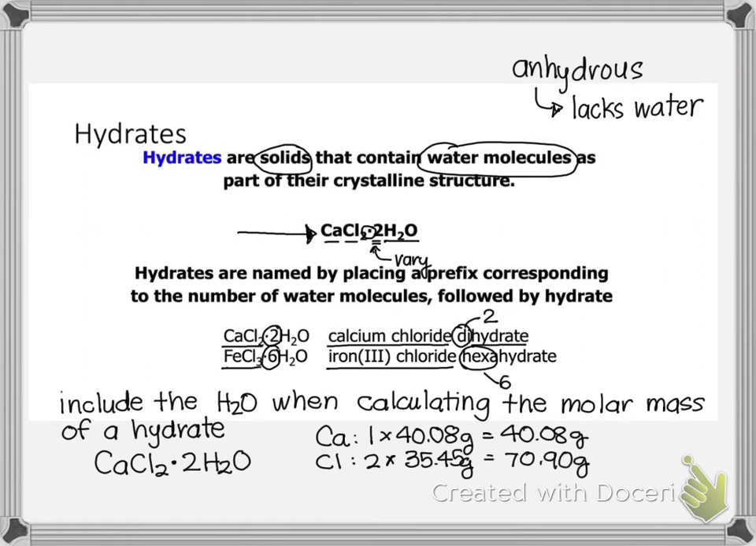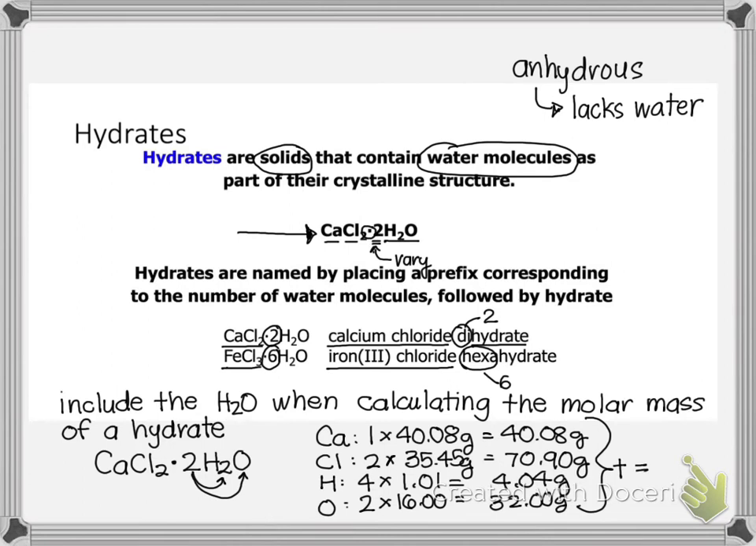And then I have 2 waters, and you could break it up 2 different ways. Water is like 18.02, so you could do it that way, or you could break it up into its hydrogens and oxygens. It doesn't matter as long as you're including everything. So if I wanted to break it up into hydrogens and oxygens, it's 2 times 2, so there's 4 hydrogens. And then 2 times 1, the oxygens, there's 2. And so then you're going to take all of these and add them up: 40.08, 70.9, 4 plus 32. And it's 147.02. That's the grams per mole.